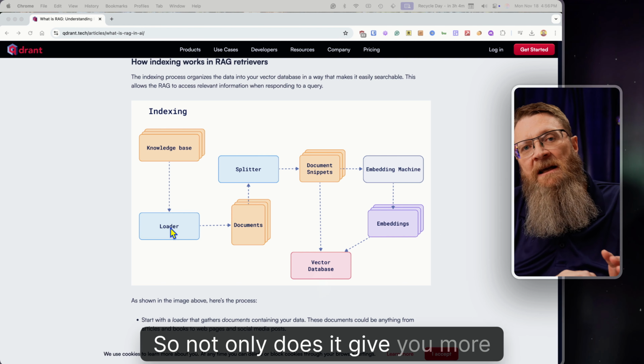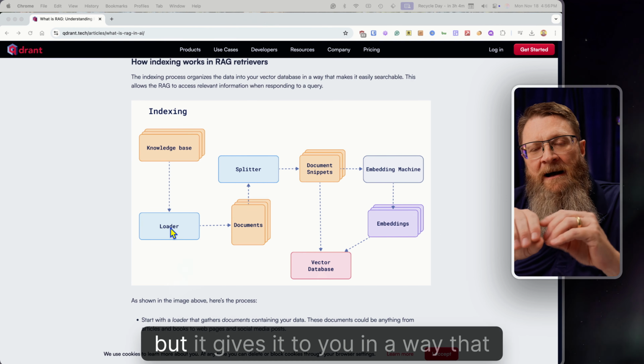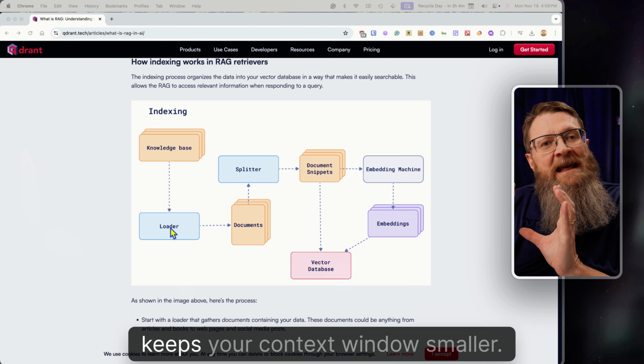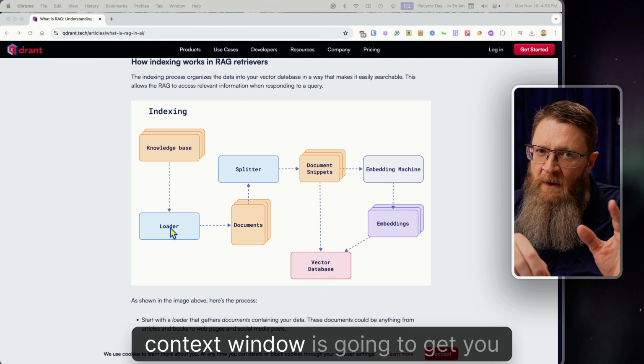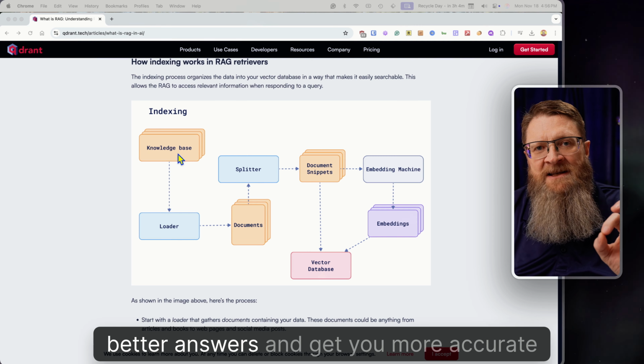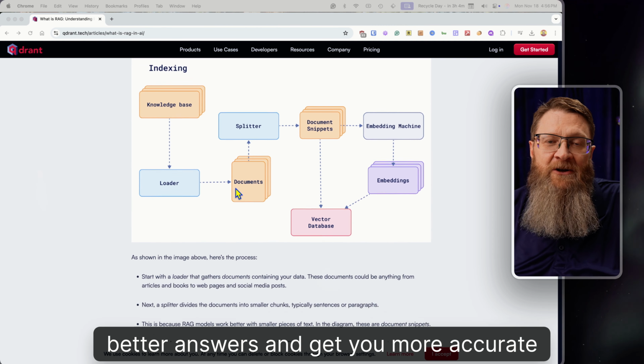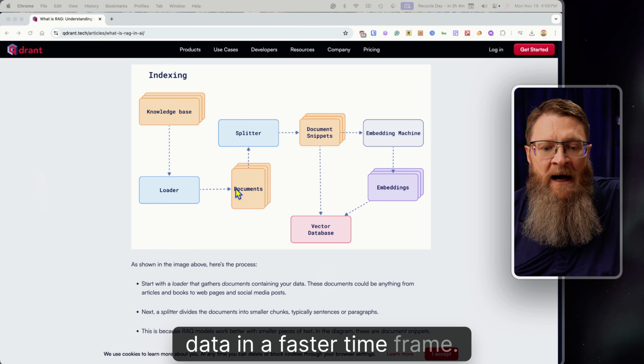So not only does it give you more specific information, but it gives it to you in a way that keeps your context window smaller. And remember when I said a smaller context window is going to get you better answers and more accurate data in a faster time frame.